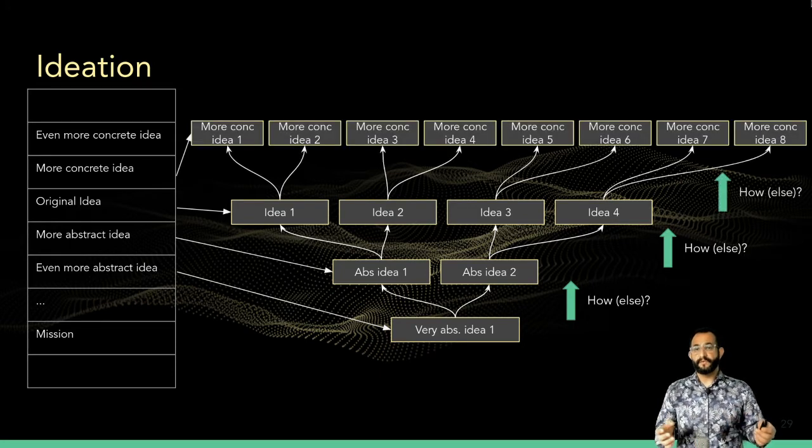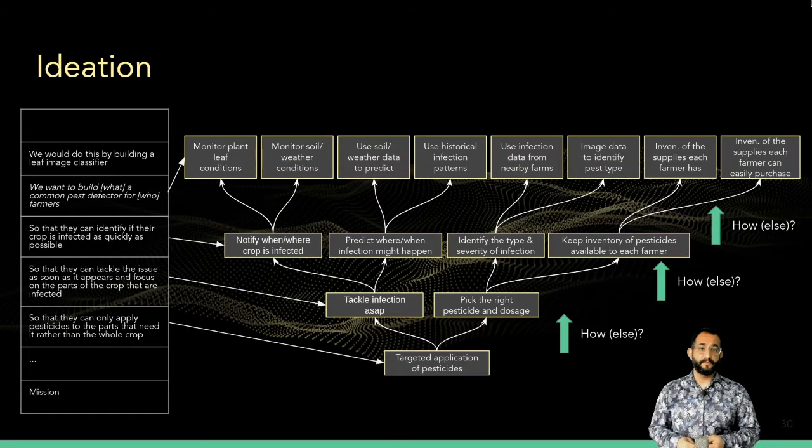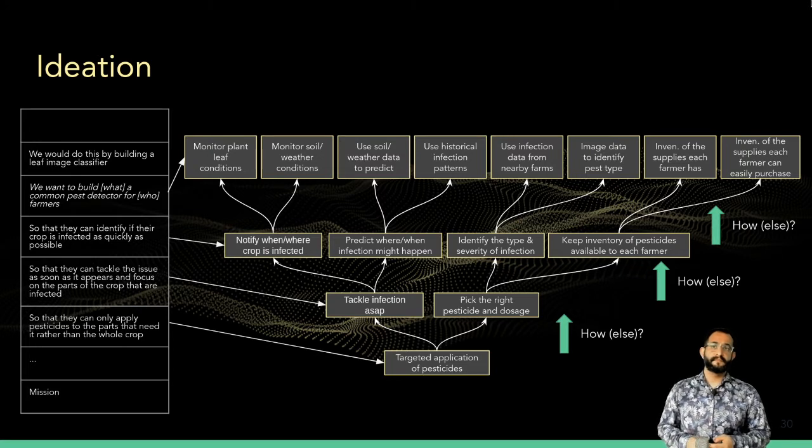You can repeat this process as many times as you need until you get to the most concrete layer that you need to go. In this simple example, I'm showing here that you go from the original idea to 8 concrete ideas. Let's see how this works for our farmer friends. I'm not going to go through all the details here, but please pause the video and check them out.